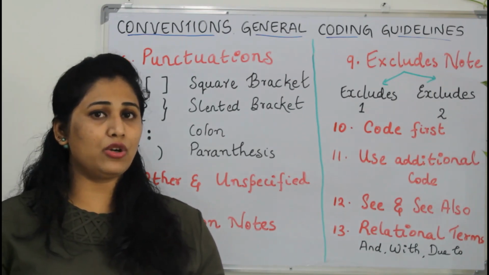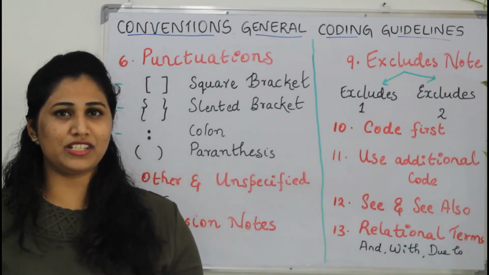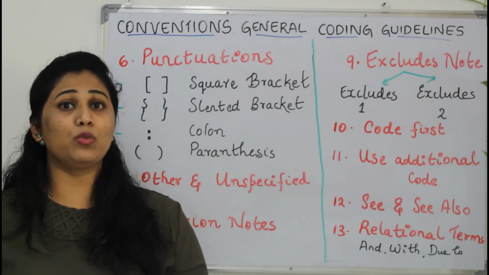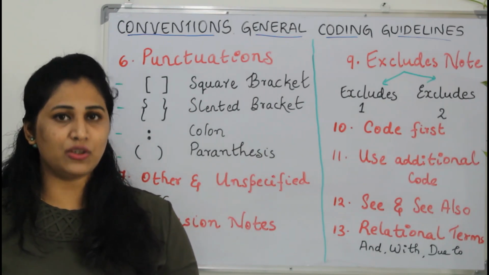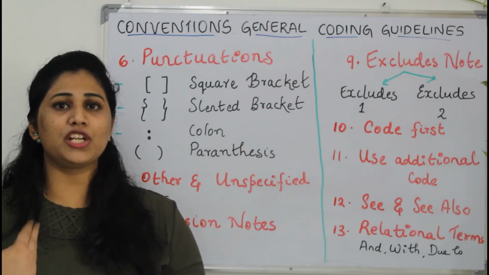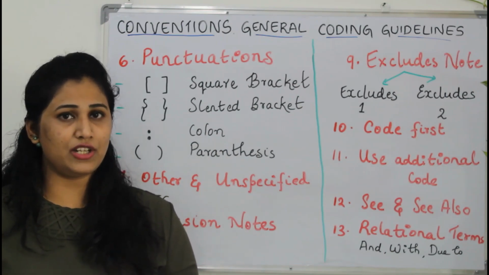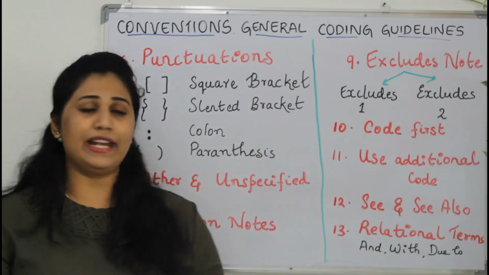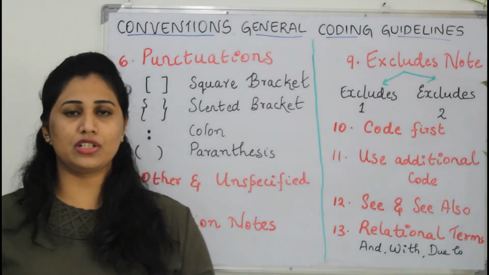So now I hope that you understood the importance of notations, right? So if you see a code first notation, make sure that you check what the underlying condition given is. Based on that, you should change your principal diagnosis and your secondary diagnosis. Okay. Then the next is use additional code. What is use additional code?